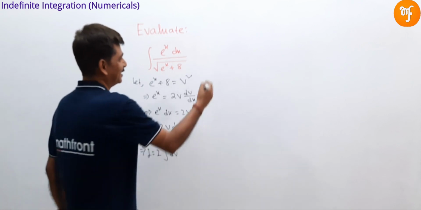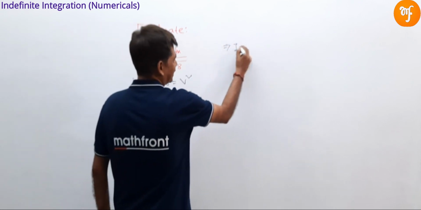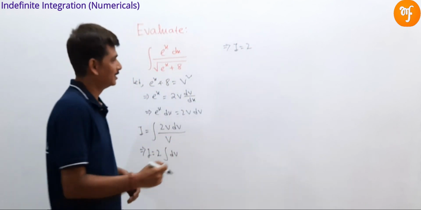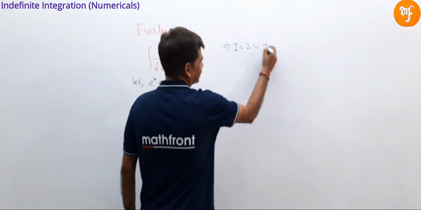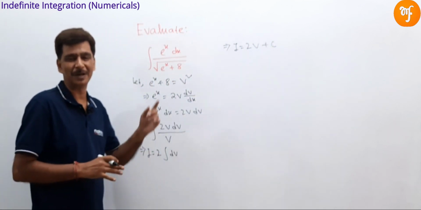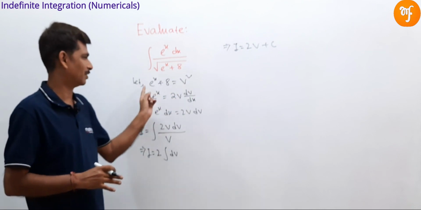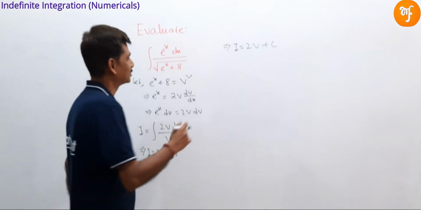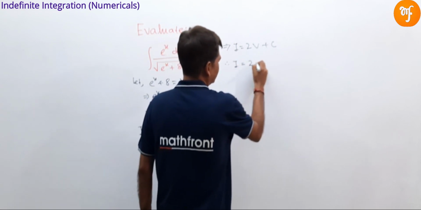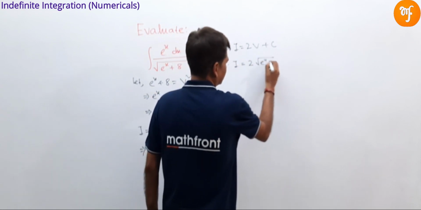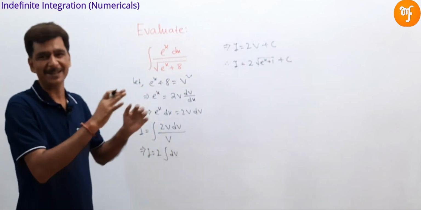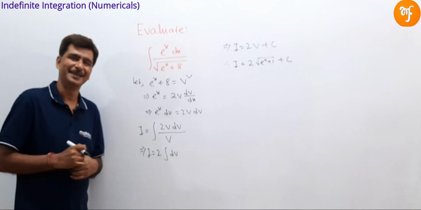So what is I? I is equal to 2 into the integration of dv, which is v. So this is 2v plus c, where c is the integration constant. Now to get the final answer, we have to reput the value of v as square root of e to the power x plus 8. So the integration becomes 2 into root of e to the power x plus 8, plus c. Okay, so this is the answer. Now come to the next question.